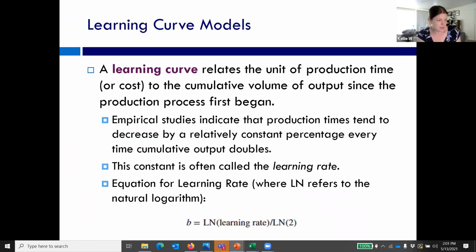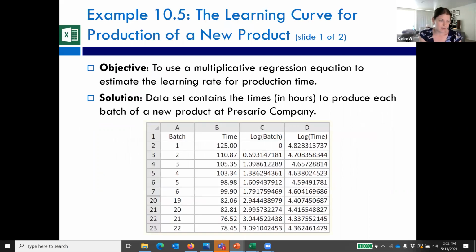Okay, so we covered this. Learning curves: unit production time or cost relative to the cumulative volume of output since you started the process. This is a known phenomenon. Like Boeing, Lockheed Martin, Raytheon, all their production time decreases by a constant percentage every time the output doubles. And we call that the learning rate. So the learning rate has its own formula, which we can calculate in Excel. And we can use multiplicative regression to estimate learning rates for production time.